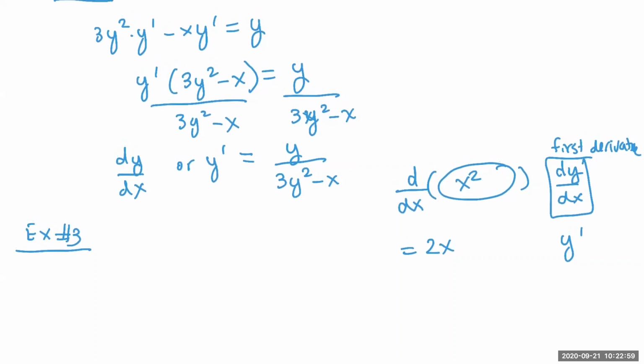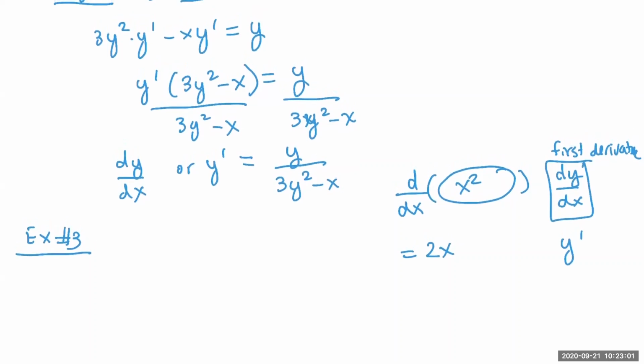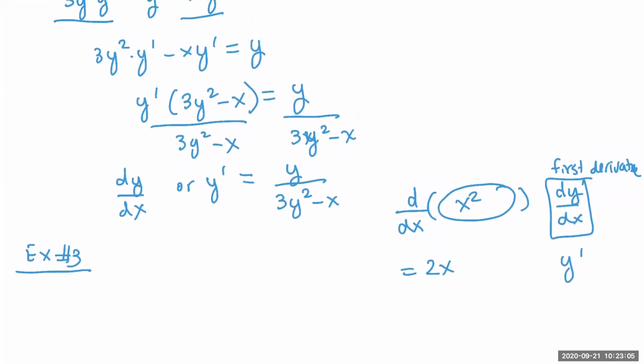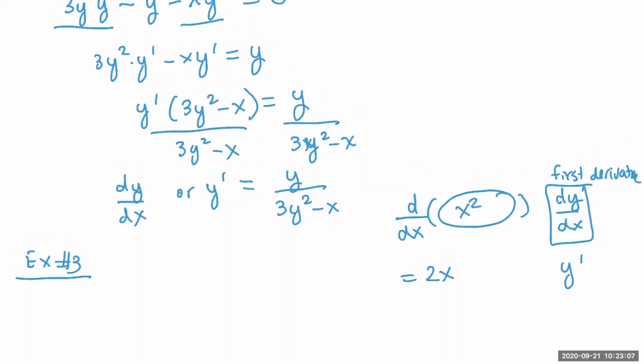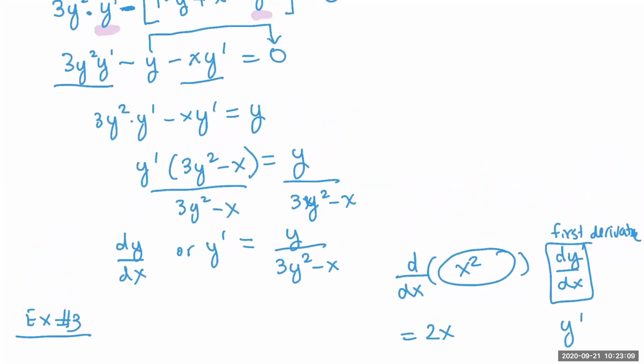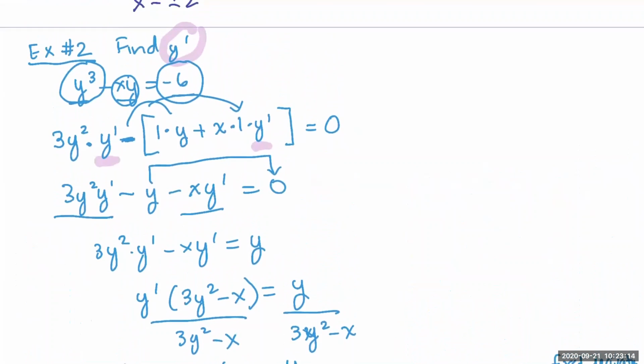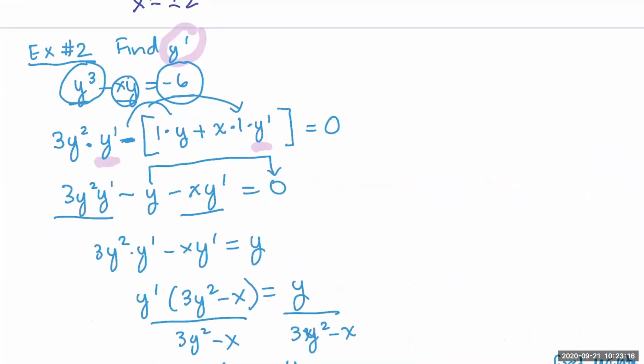There's another question. Why did we attach the y prime to the x part of the product rule instead of the y part of the product rule? Let's see. So this step right here, why did we attach y prime to the x part?